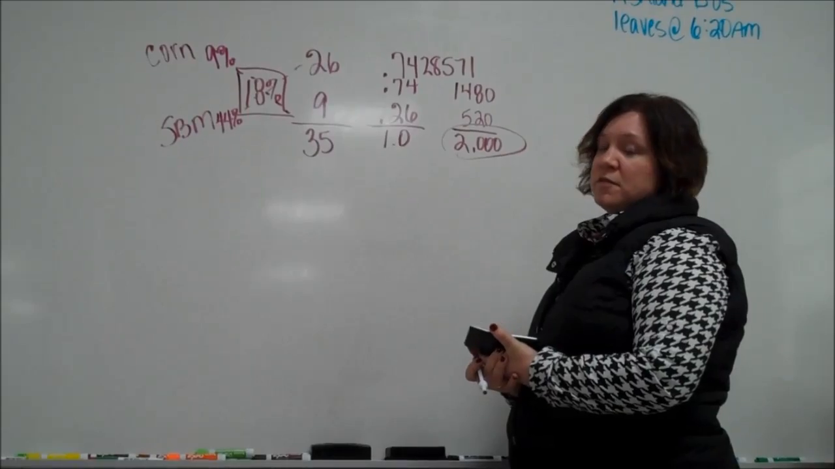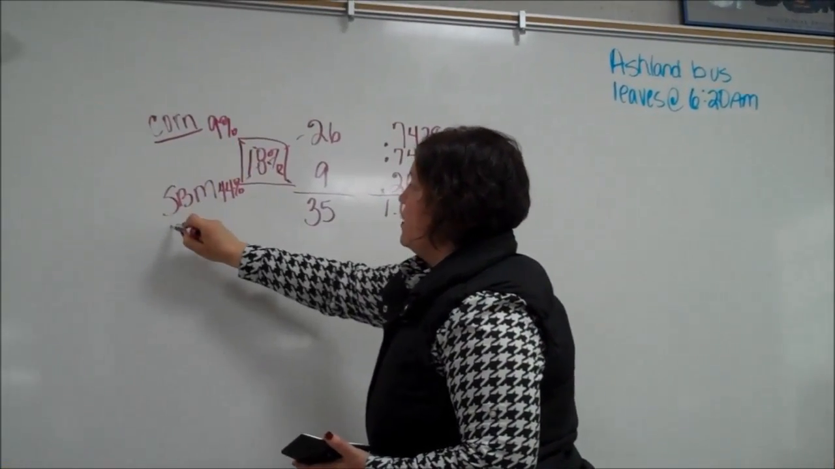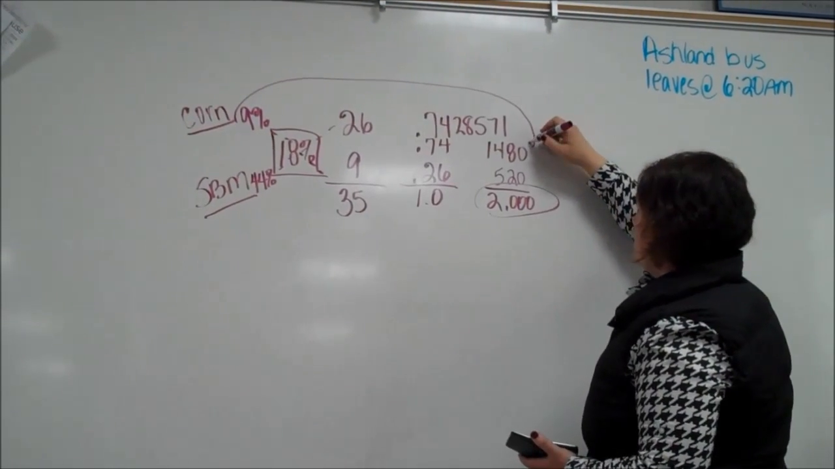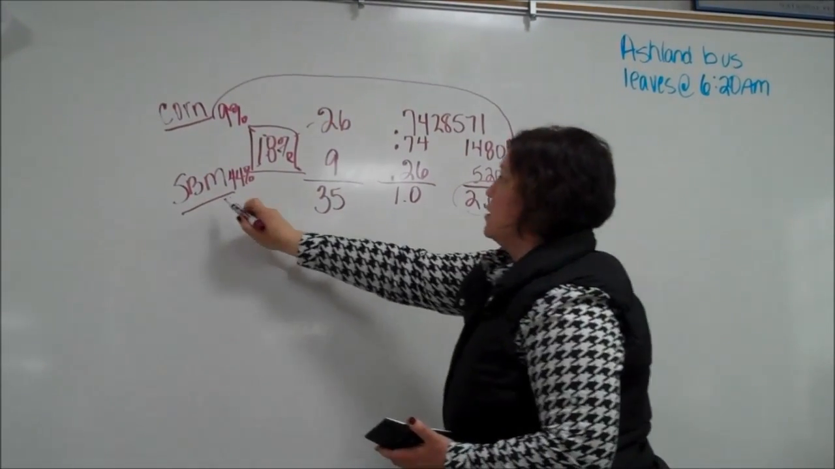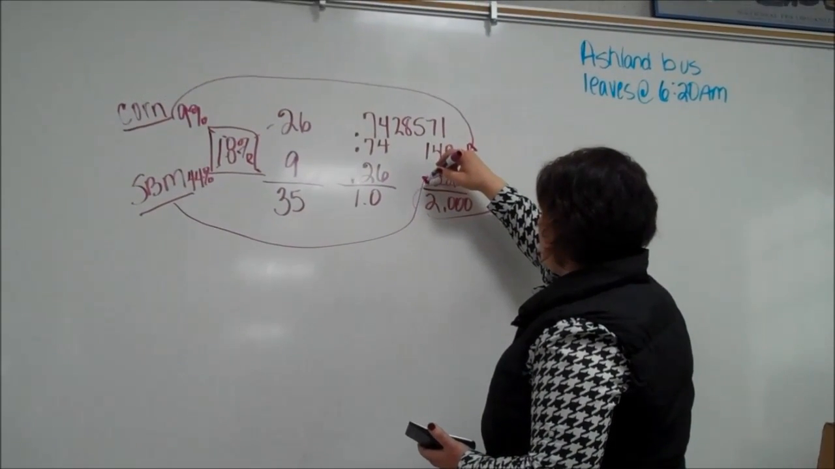It's very important that you understand that the top ingredient always stays on the top. So our corn is 1,480 pounds. Our soybean meal is 520.